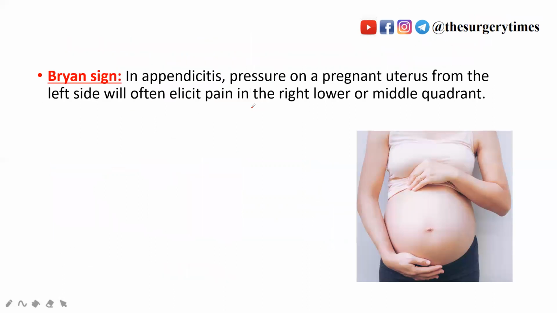Next is Brian sign, as shown in the picture in case of pregnant lady. Pressure on pregnant uterus from the left side. If we are applying pressure over here, then pain over the right iliac fossa or central abdomen or middle quadrant, then presence of appendicitis.